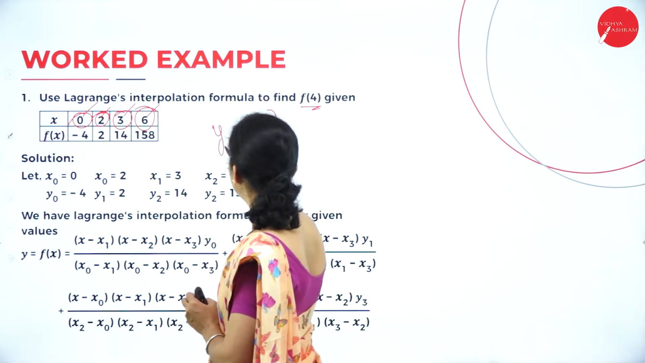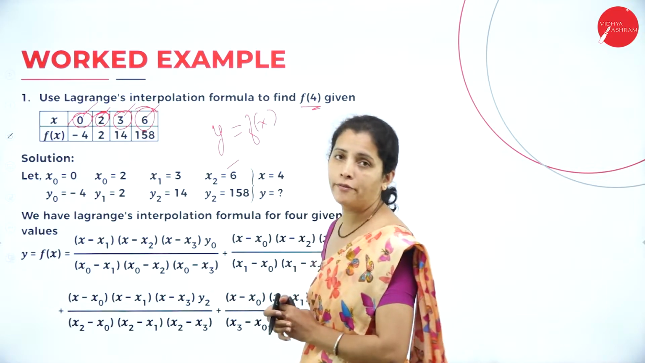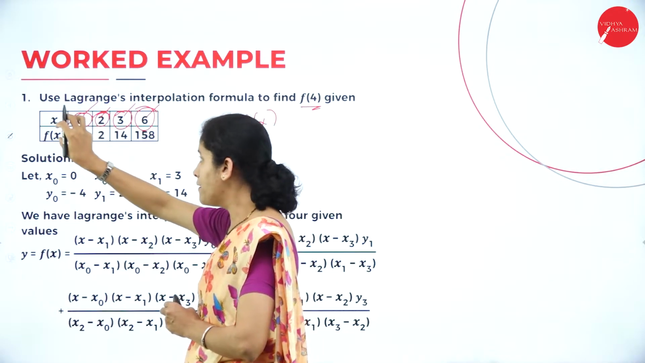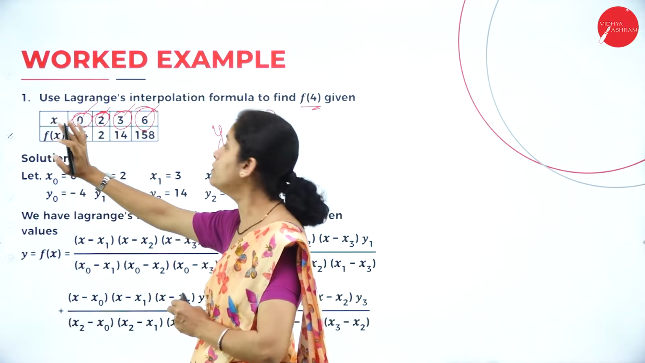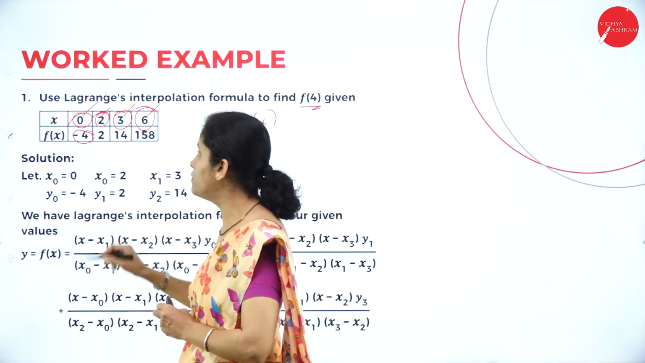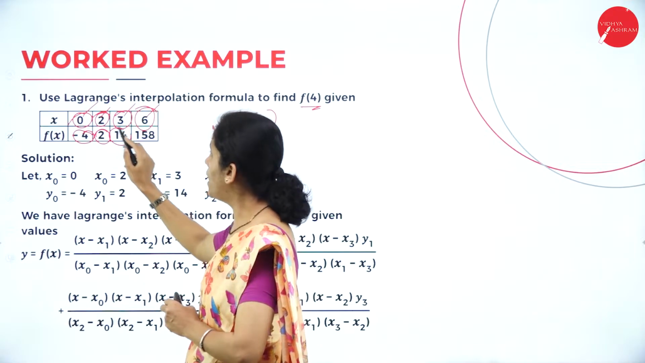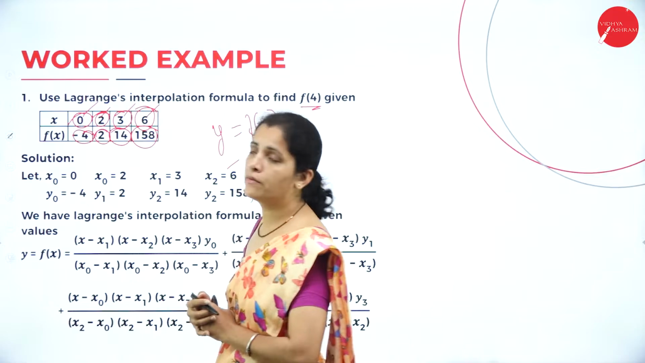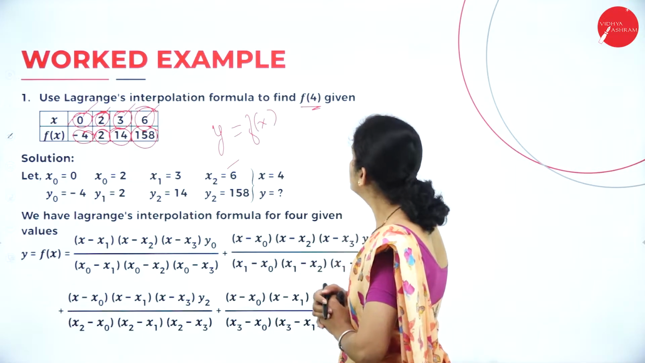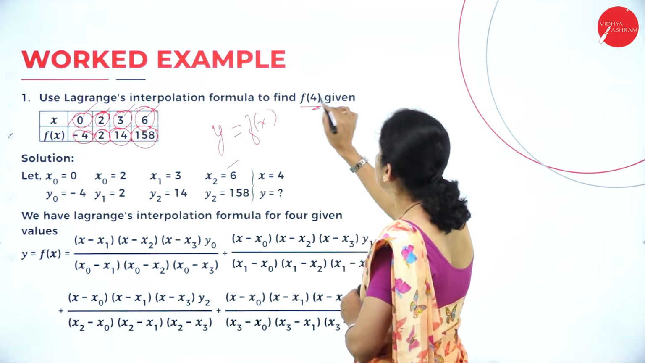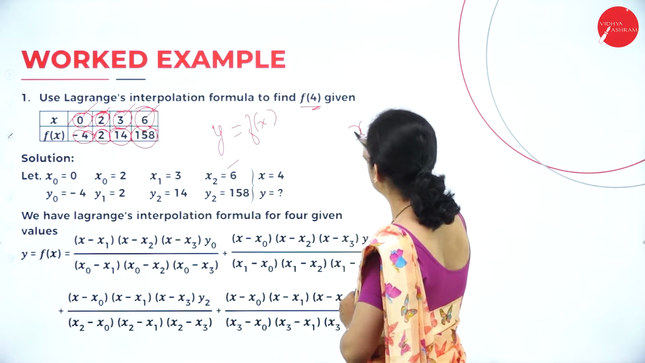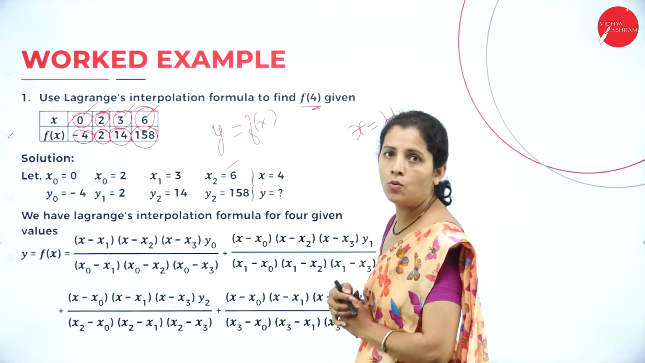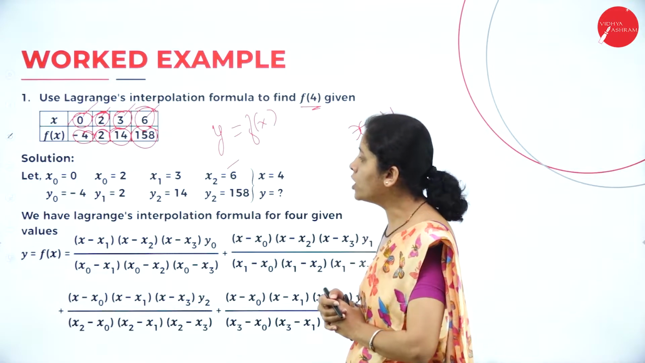Now, here I have y equal to f of x. So in the table, f of x is nothing but the y. So y0 is minus 4, y1 is 2, y2 is 14 and y3 is 158. Now dear student, in the given question, x is nothing but 4. So x is how much? It is 4.